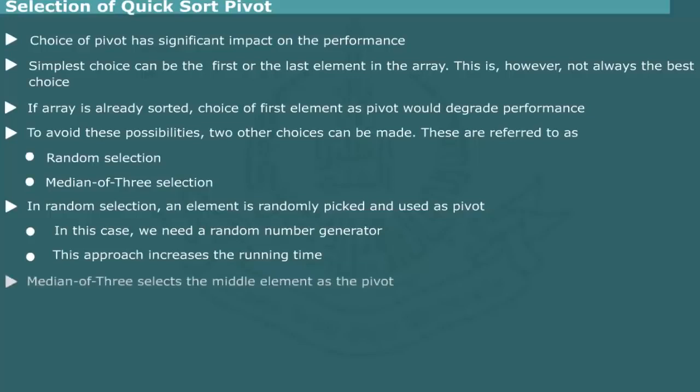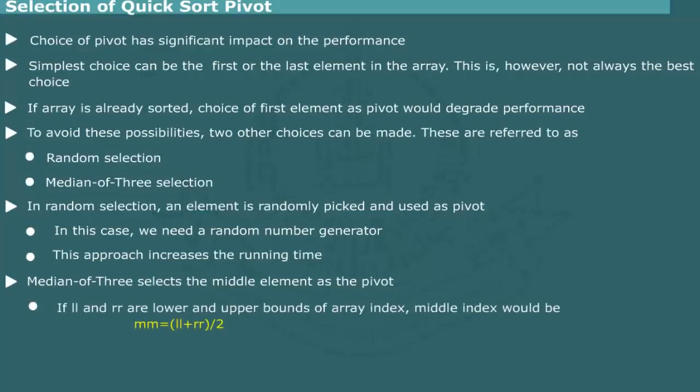Another method, known as median of 3, selects the middle element as the pivot. For example, if LL and RR are lower and upper bounds of array X, the index of a middle element should be MM equal to (LL plus RR) by 2. Thus, X of MM is chosen as the pivot. Most popular implementations of quicksort method follow this approach.